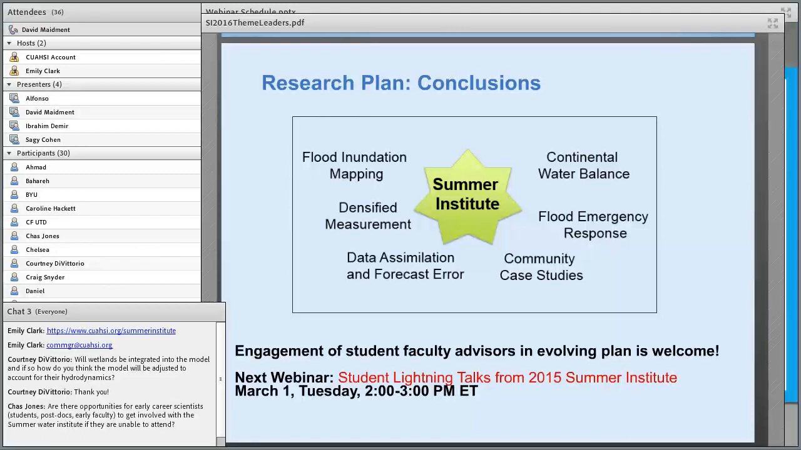There's a question here from Chaz Jones. Are there opportunities for early career scientists, students, postdocs, early faculty to get involved with the Summer Water Institute if they're unable to attend? So our key idea, Chaz, is to engage students in the process. For postdocs, you can apply if you're within 3 years of your graduation by the time you make the application. So postdocs can attend in their own right. And for the faculty side, we'd like student engagement to be the principal mechanism with the faculty engaged in advising their students. And we have provided this year for support for faculty to make one visit to the National Water Center as part of their support for the student that comes to the center.